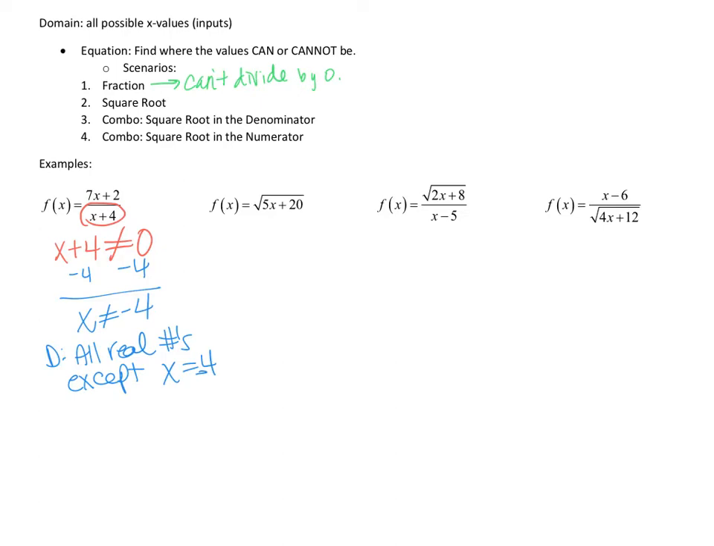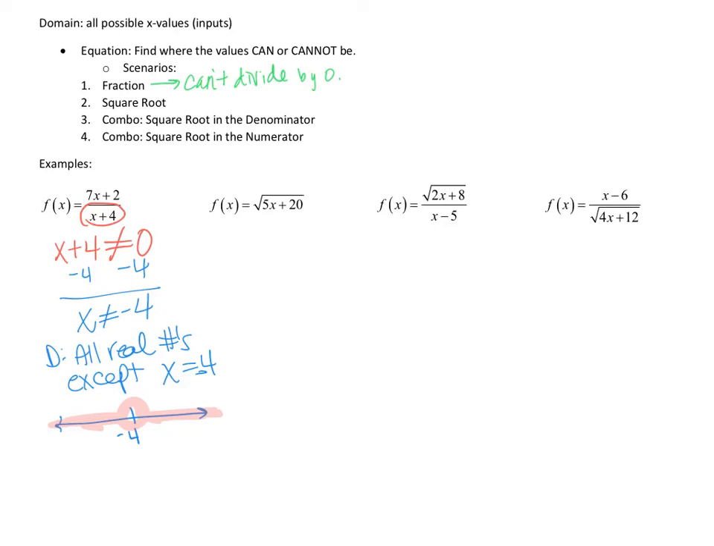Or I could write it as an interval. So when we write this as an interval, if we think about, well, what number can it be? Well, it can be everything except for negative 4. So think about a number line here. If I were to shade on this number line, I would be able to shade everything to the left of negative 4, everything to the right of negative 4, except negative 4.